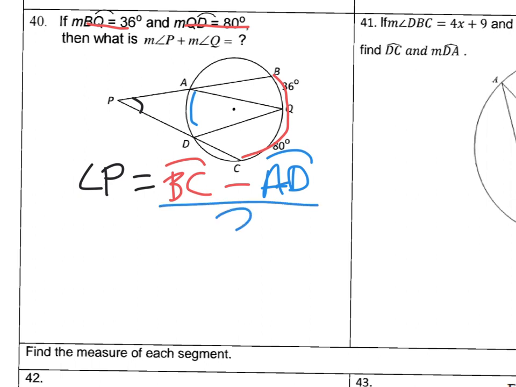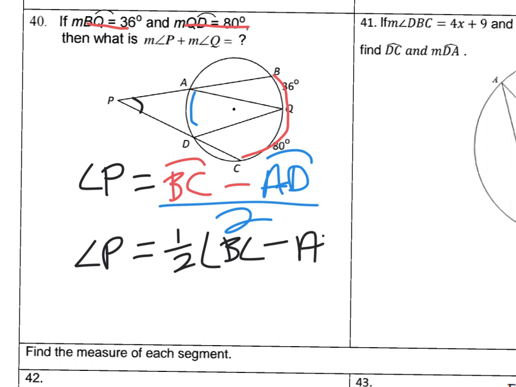And then you would take half of that. Or I can say that angle P equals half of the difference of the arcs. So we have half of BC minus AD. So that's my angle P. That's the relationship for angle P.